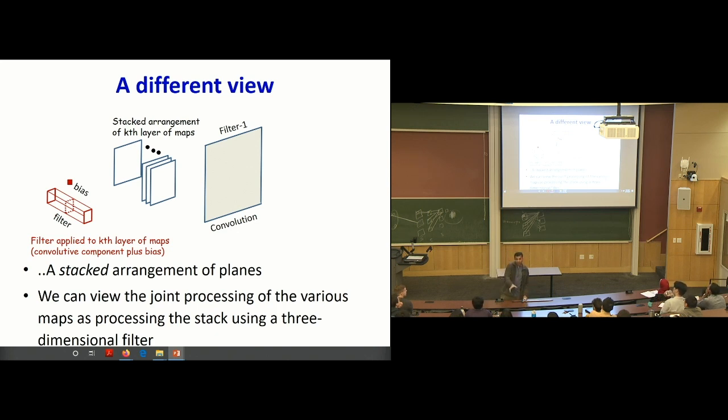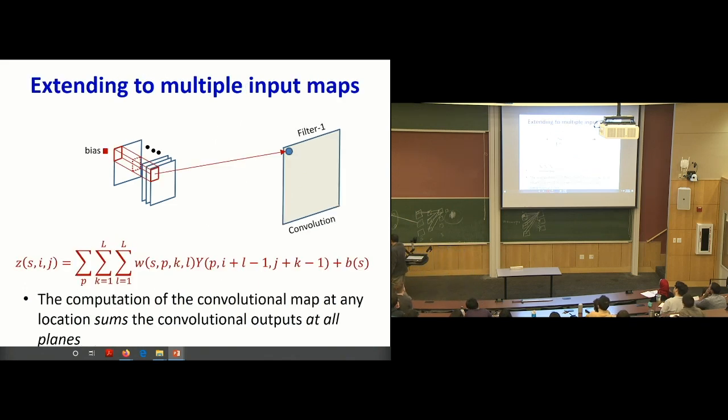So instead of having a number of planes, I can think of this as a cube consisting of several planes, right? And now my filter is going to also be this little cuboid, where the cross section of the cuboid is square, but the depth of the cuboid is as many planes as I have in the previous layer, right? And so when I actually perform my computation, here's what I'm going to do.